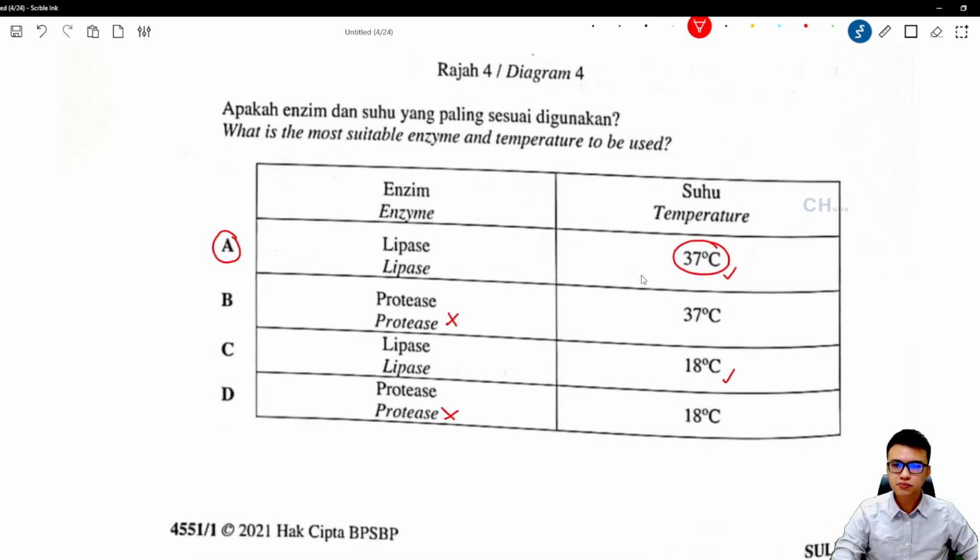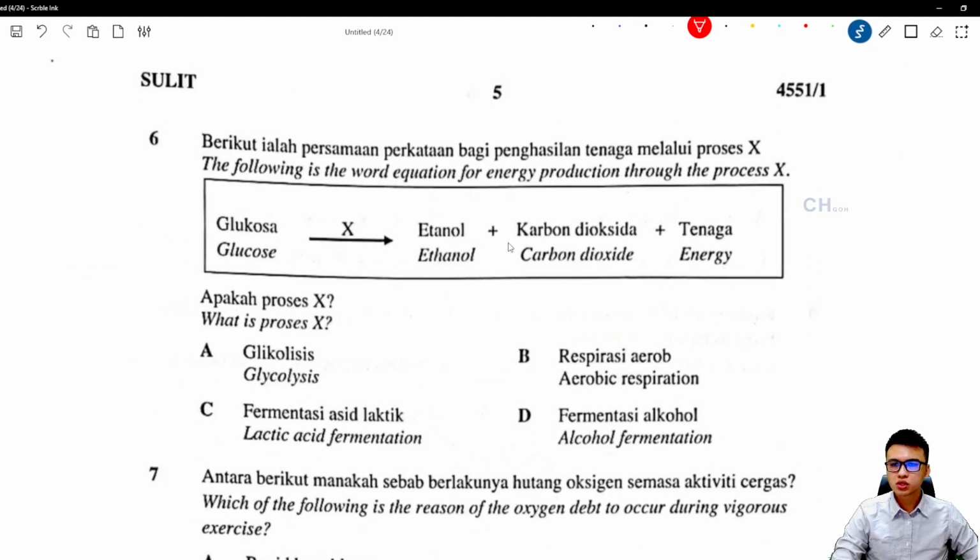Okay. Next one, question 6. The following is the word equation for the energy production through process X. So what is X? Glucose produces ethanol. When you see the "ol" here, normally it refers to alcohol. So we have carbon dioxide and energy being produced after this process. So what is process X? It must be alcohol fermentation. D.